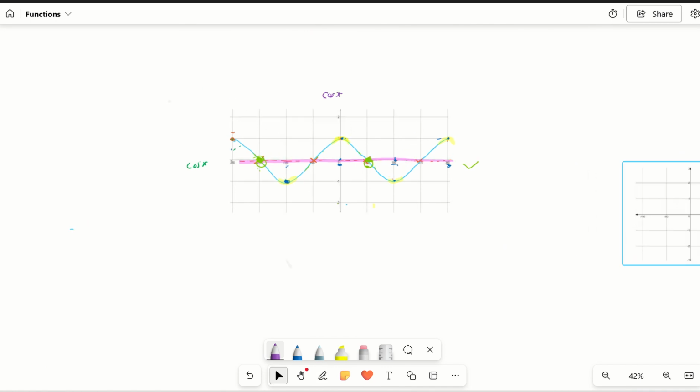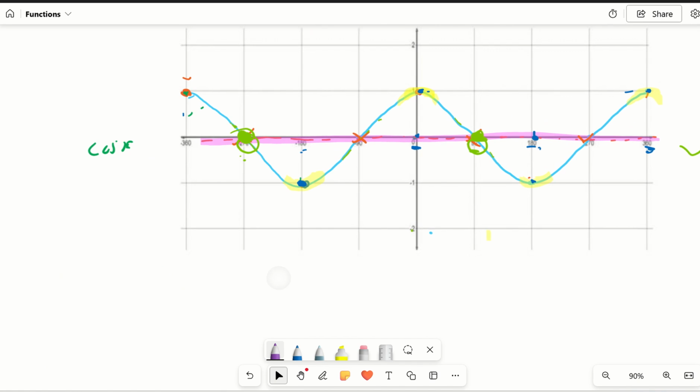Okay, we still have the graph of cos x in front of us. We want to draw the graph of cos x plus 1.